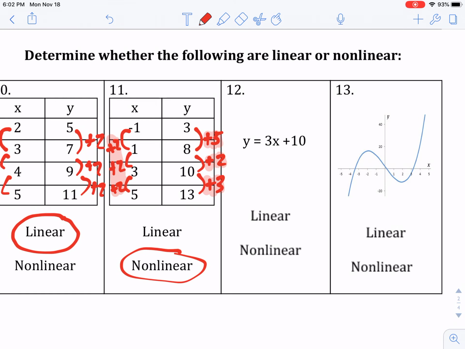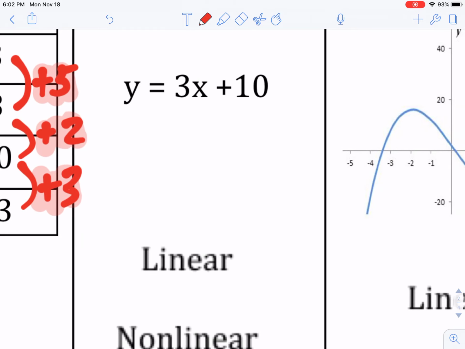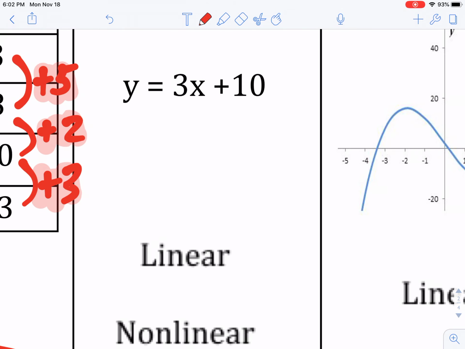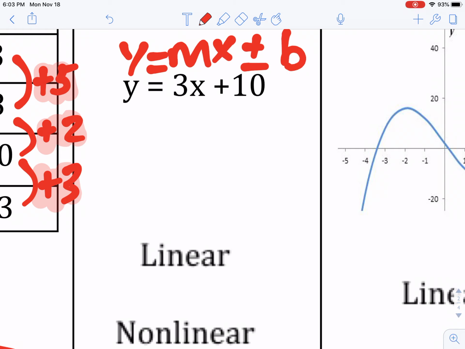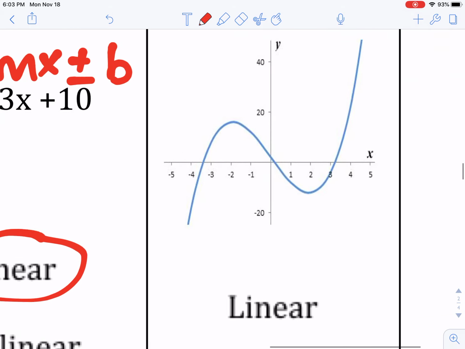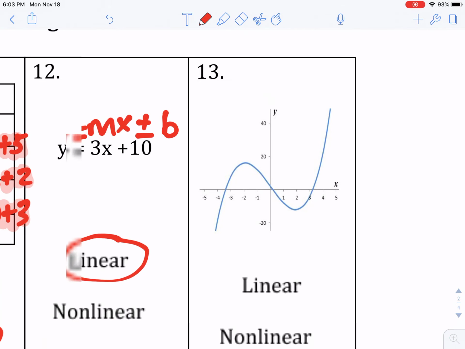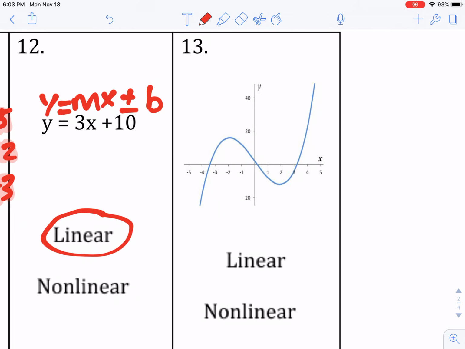When we look at an equation to determine if something is linear or nonlinear, in this case we're looking for, does it say y equals mx plus or minus b? And of course it does. So you have y equals 3x plus 10. So it's written in slope-intercept form, which means that this is linear. Looking at a graph is my favorite way to determine if something is linear. Is it a straight line? And in this case, it's a curvy line, so that means it is nonlinear.